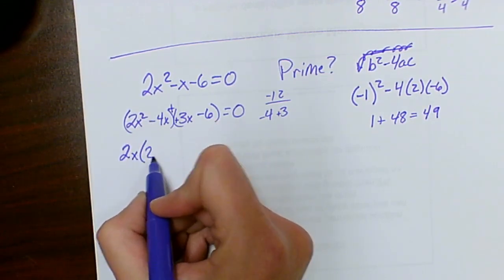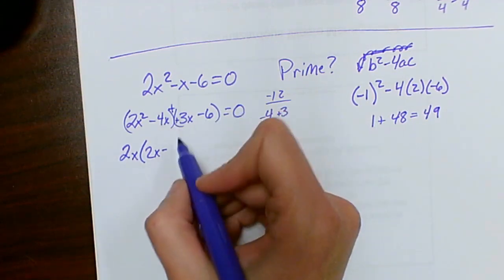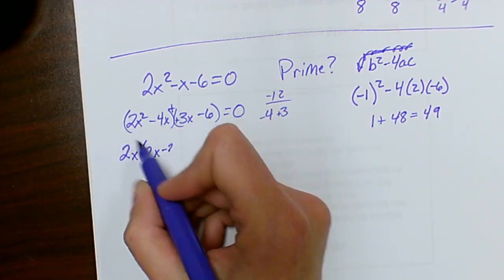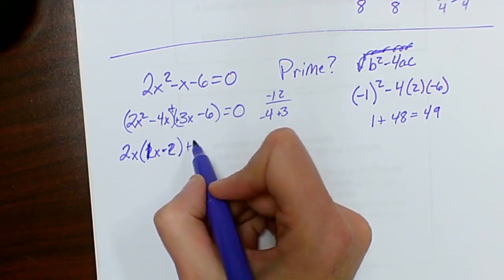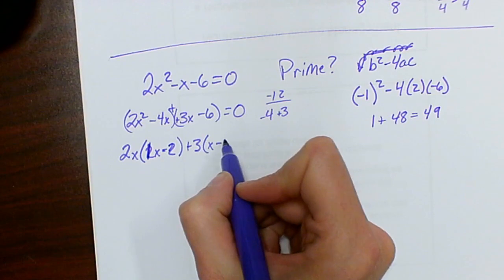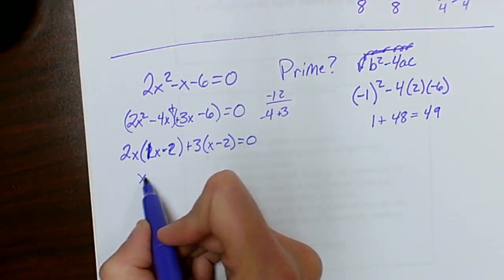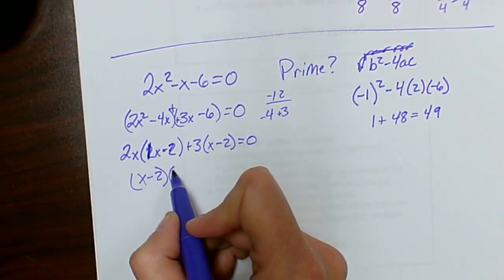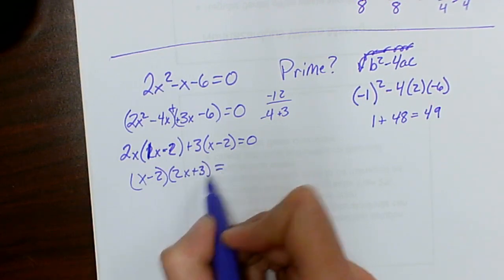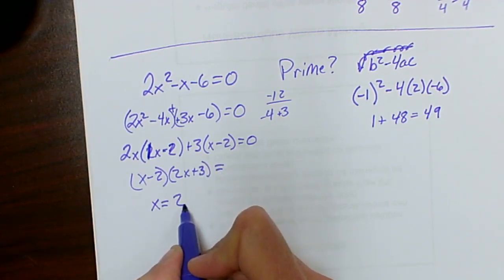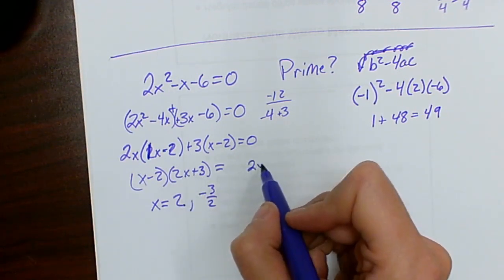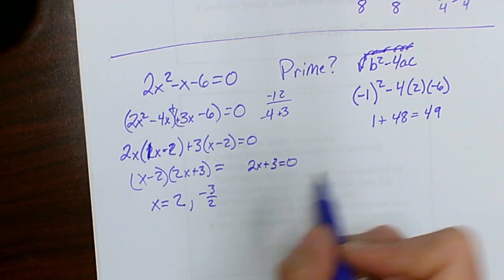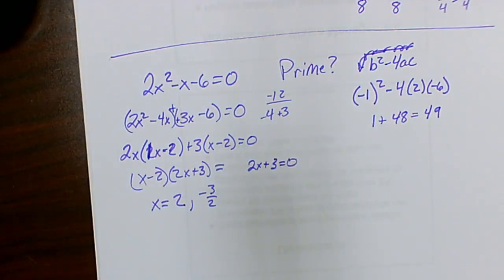2x is a greatest common factor, which would give us 1x minus 2 plus 3x minus 2 equals 0. So we'll have x minus 2 times 2x plus 3. So x equals 2 and negative 3 halves. If you take this and set it up to 0 and solve it, you'll get negative 3 halves.